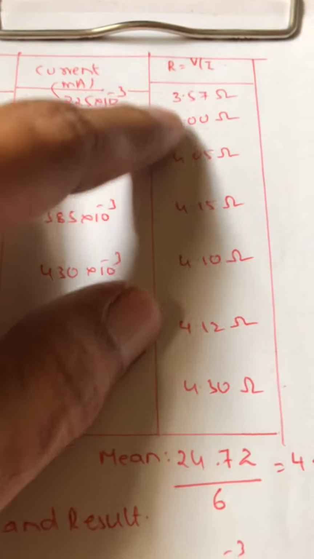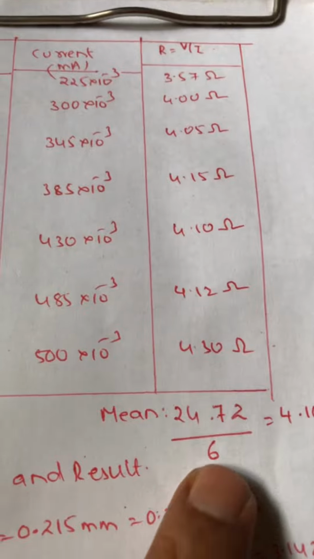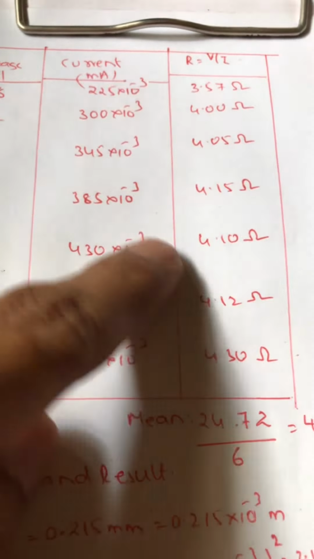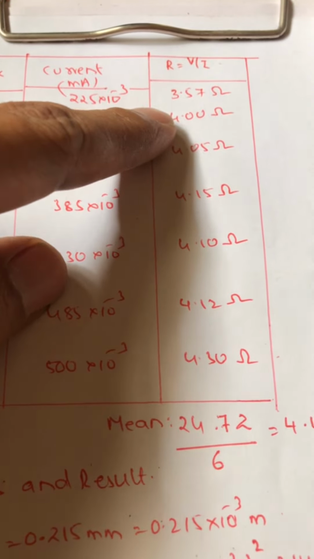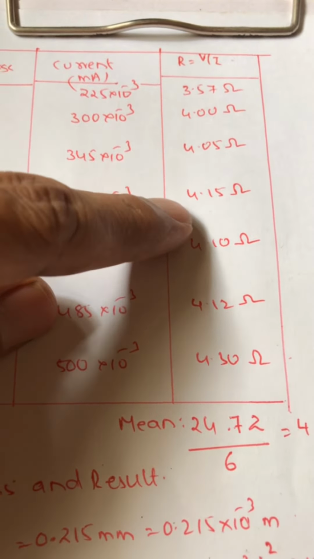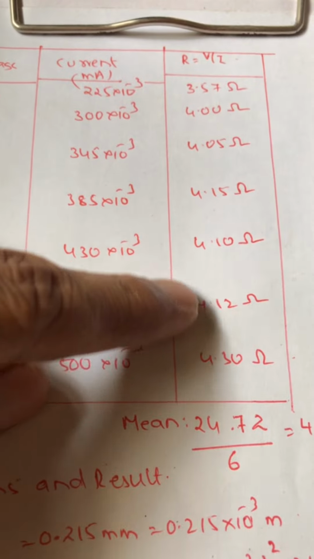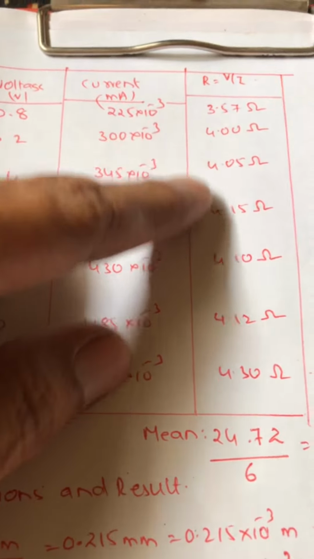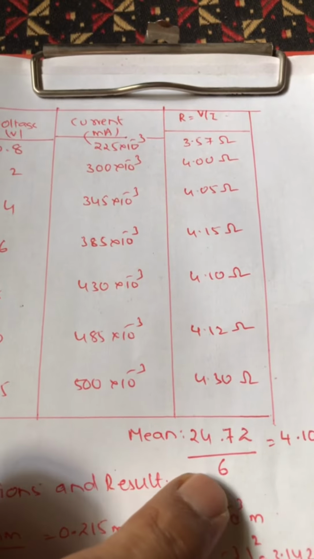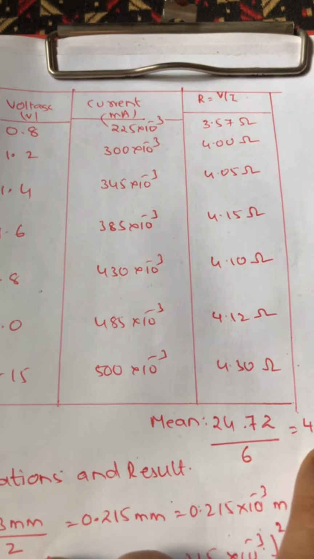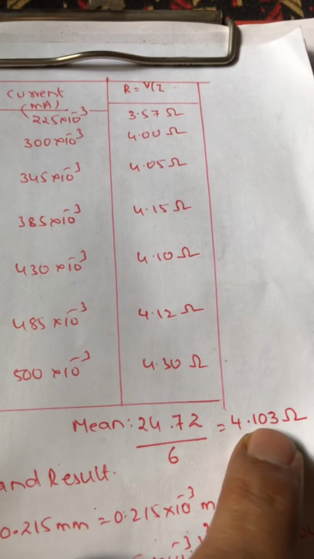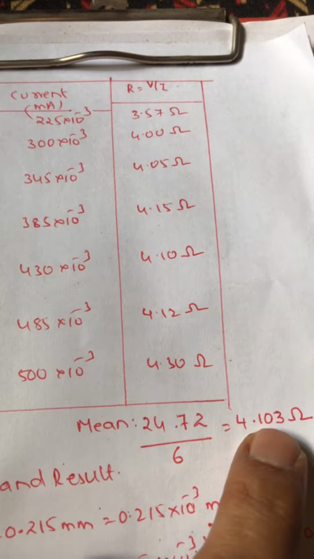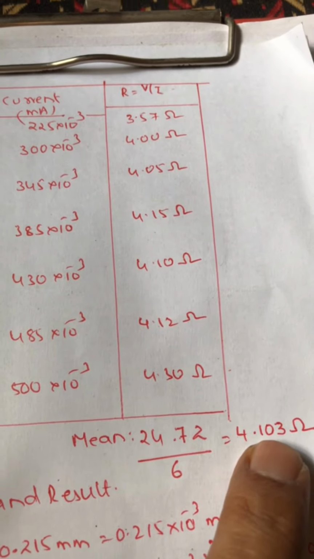So when we add these 6 readings, we end up getting a value of 24.72. You can do the addition yourself. You can add 4.05 plus 4.15 plus 4.10 plus 4.12 plus 4.30. Since we have taken only these 6 readings, you add it up and divide by 6 and you end up getting a value of 4.103 ohms. So this is the resistance of the given wire, the specific resistance of which you are going to find out.